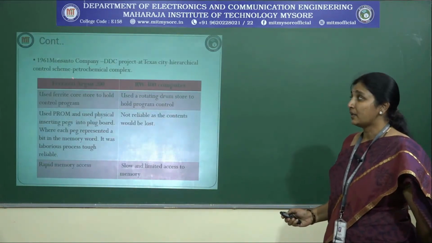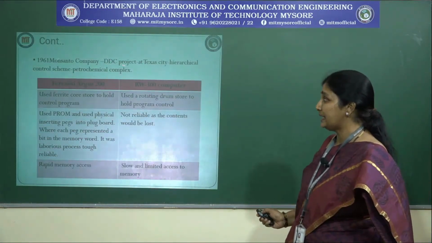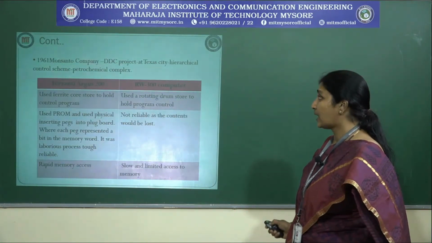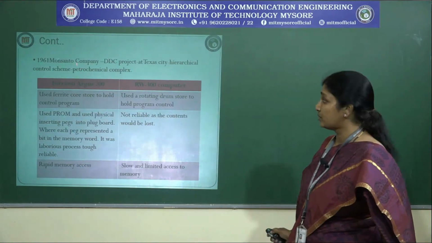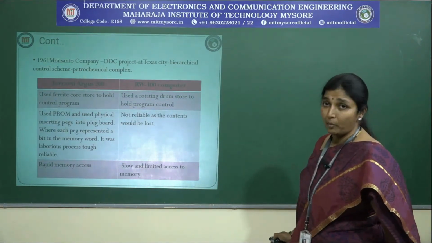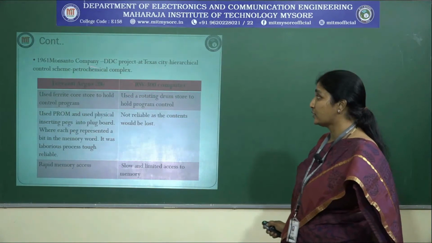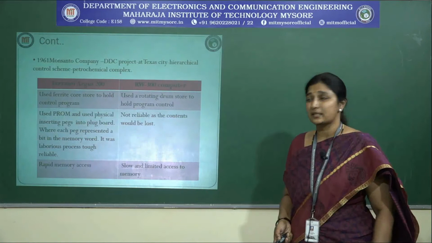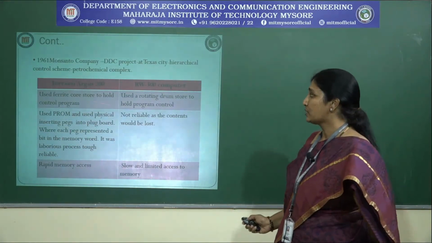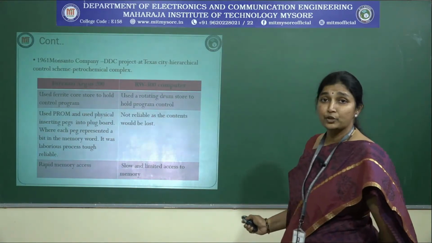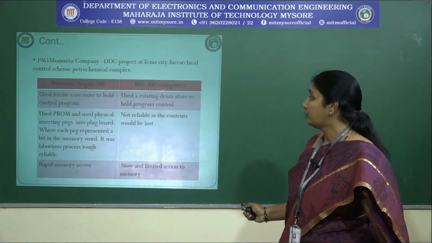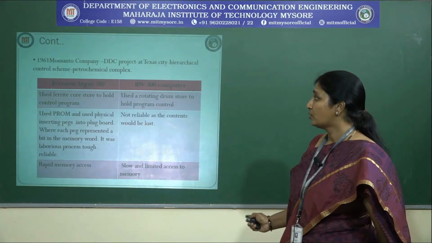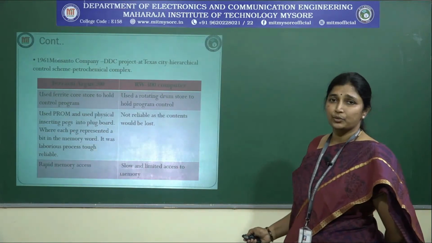So in 1961, the Monsanto Company DDC project at Texas City started up with what is called a hierarchical control system in a petrochemical complex. This is another region in which DDC was implemented, in Texas City. Earlier, the comparison was between two controllers, the RW300 computer and the Ferranti Argus 200. There were certain differences between the two.